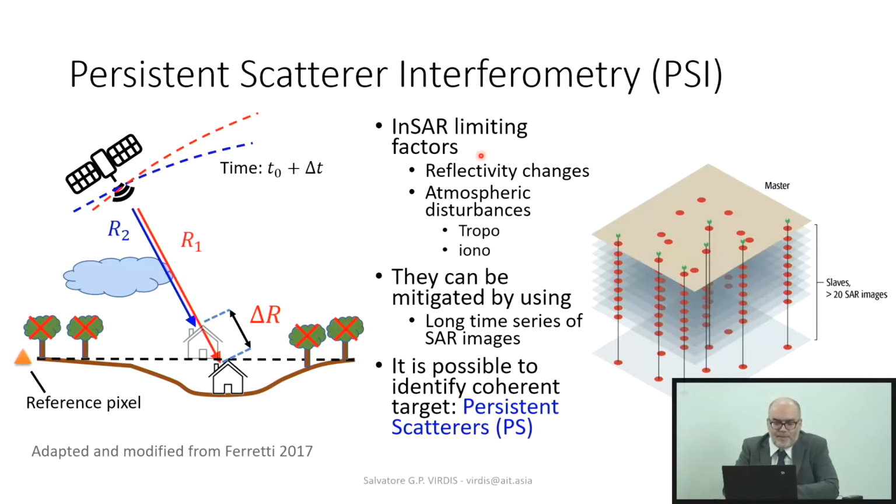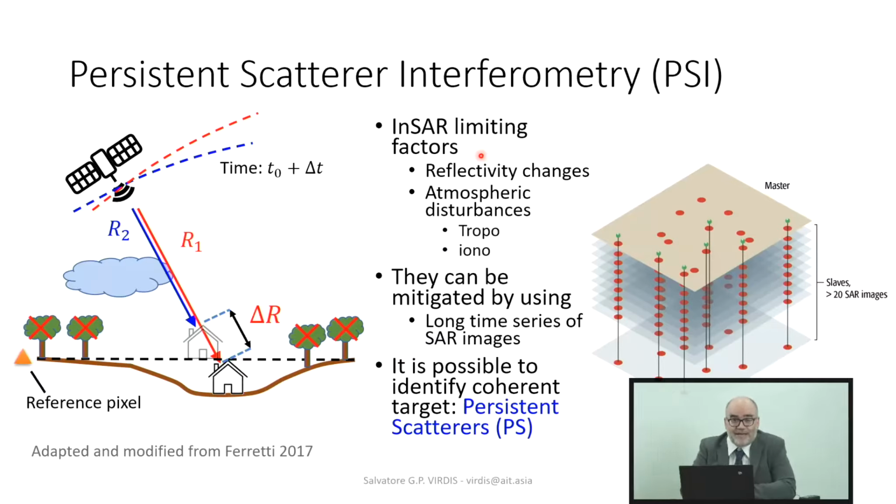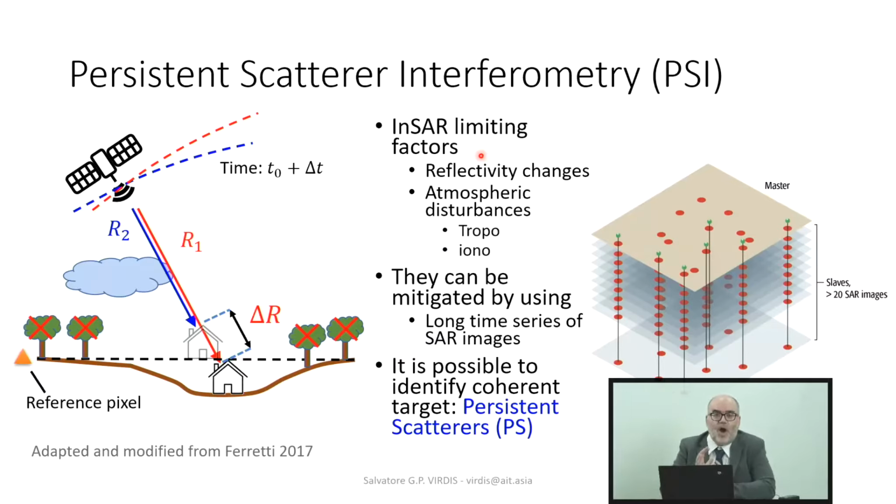So how does permanent scatterer interferometry work? It works by looking at so-called persistent scatterers, those elements on Earth's surface that keep their reflectivity characteristics constant in time, both in terms of amplitude and phase. In recent years, there have been techniques aiming at selecting this type of scatterers in the images. These scatterers are coherent, and the aim is to select them and make interferometric processing only on these scatterers.